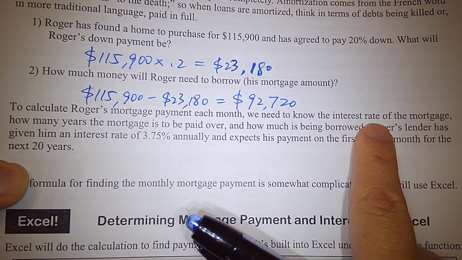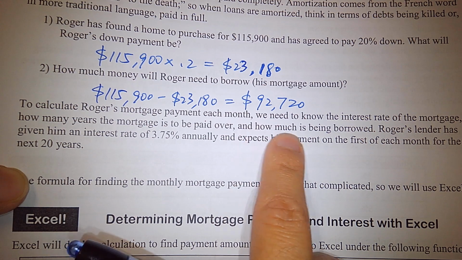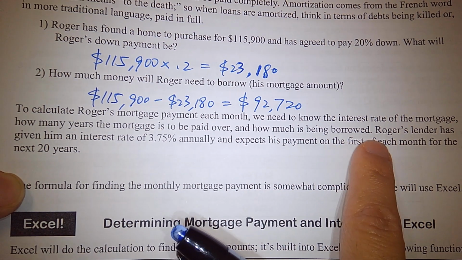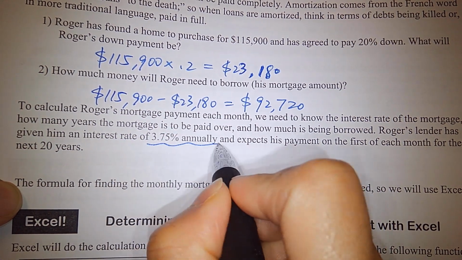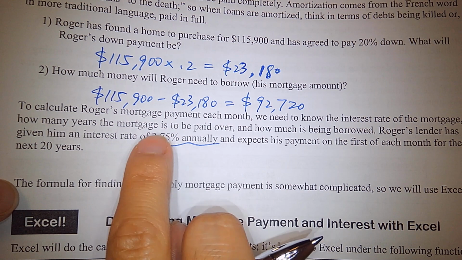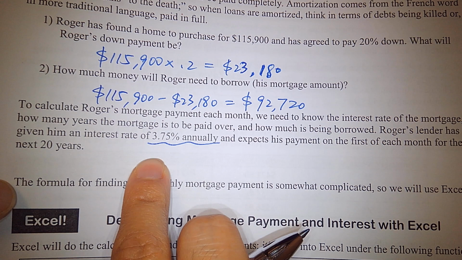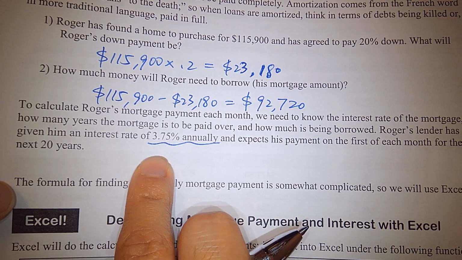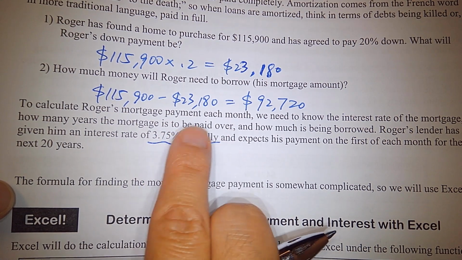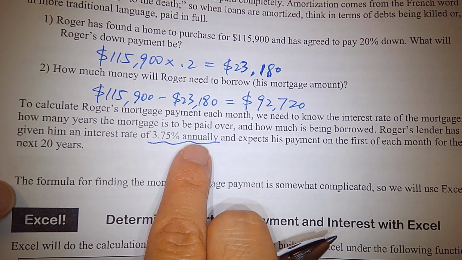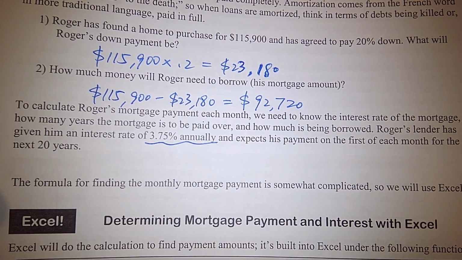We need to know the interest rate of the mortgage, how many years the mortgage is being paid over, and how much is being borrowed. Roger's lender has given him an annual interest rate. The rates in these financial questions are mostly given as annual rates, but mortgages are paid monthly. So we have to divide this rate by 12, because this is an annual rate. And he expects his payment on the first of each month over the 20 years.